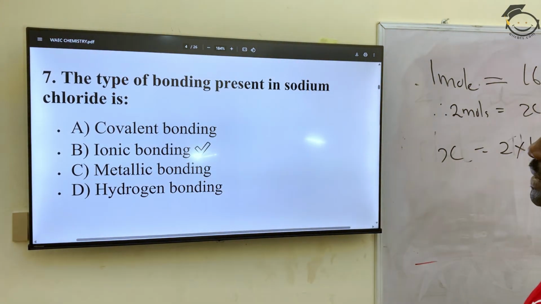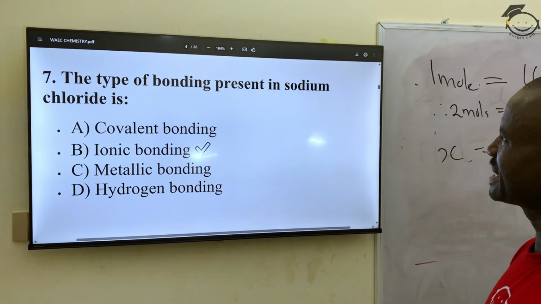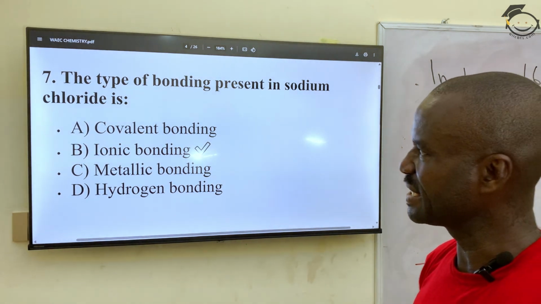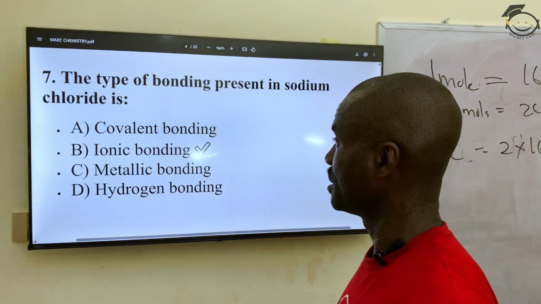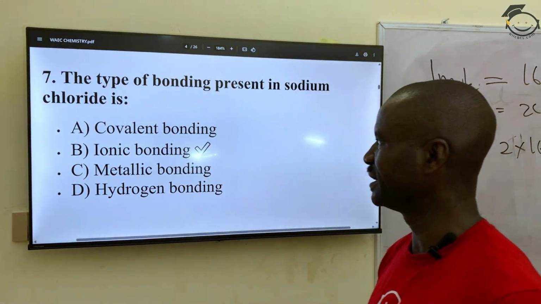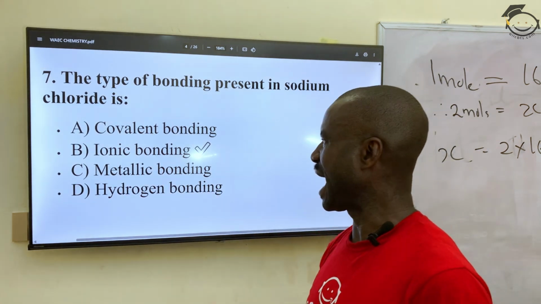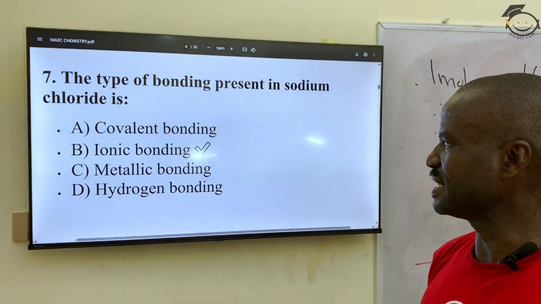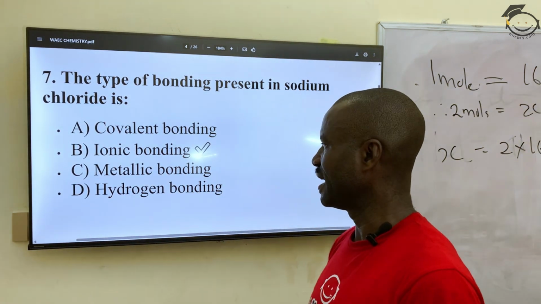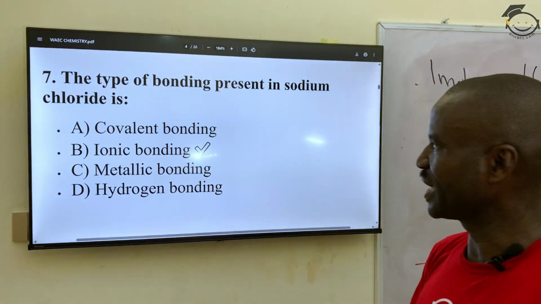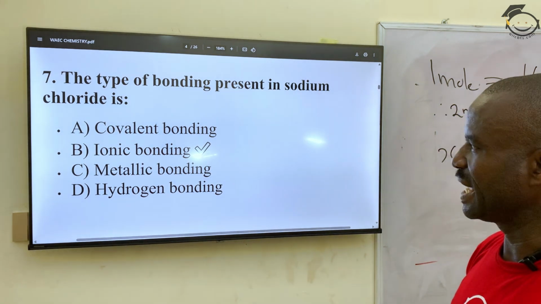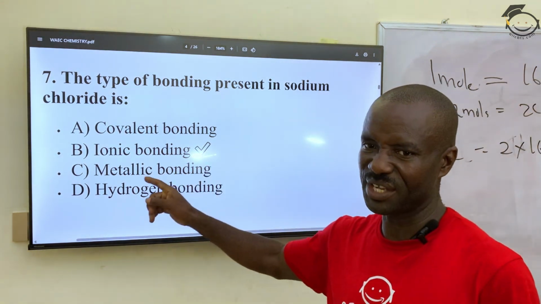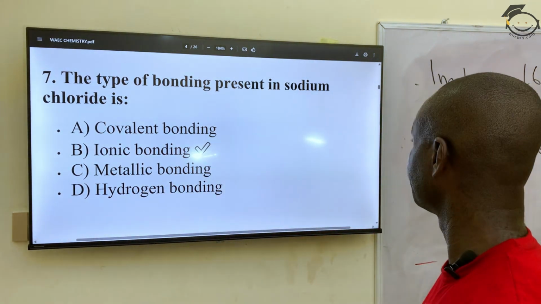Question 7. The type of bonding present in sodium chloride is... Sodium is a metal, chlorine is a non-metal. So A, covalent bonding, B, ionic bonding, C, metallic bonding, and D, hydrogen bonding. The correct answer is ionic bonding, or electrovalent bonding.